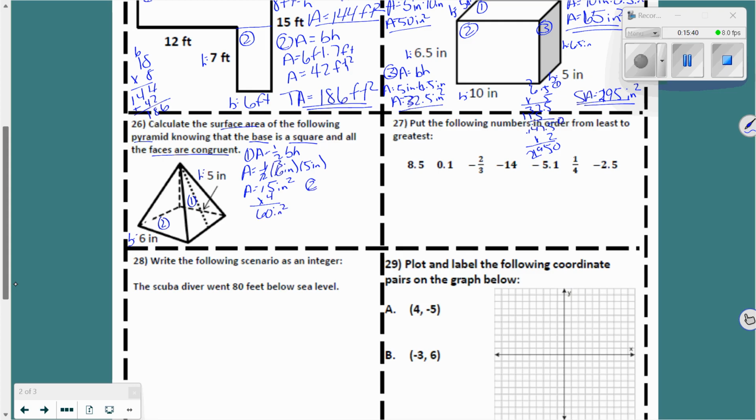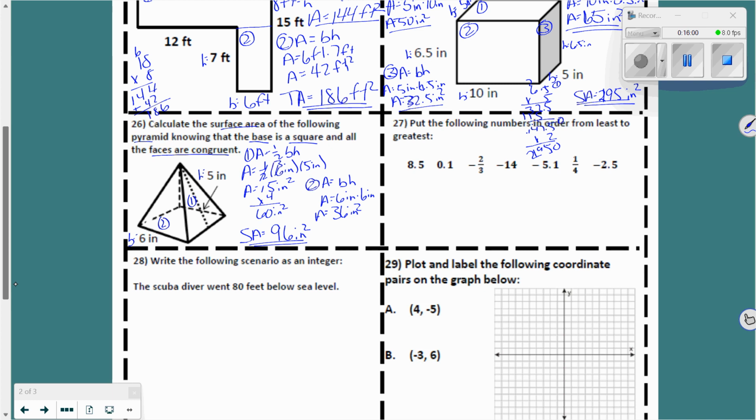For number 2, it's a square. So it's base times height, but I know that they are both 6 inches. Gives me 36 square inches. Put those two together, and I get a surface area of 96 square inches.